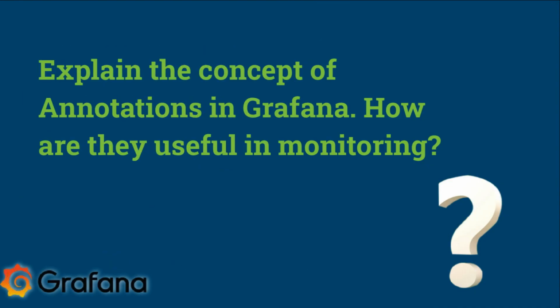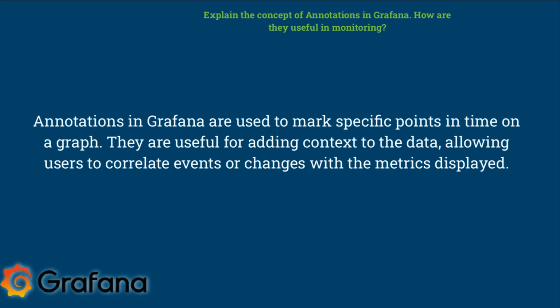First question, explain the concept of annotations in Grafana. How are they useful in monitoring? Annotations in Grafana are used to mark specific points in time on a graph. They are useful for adding context to the data, allowing users to correlate events or changes with the metrics displayed.